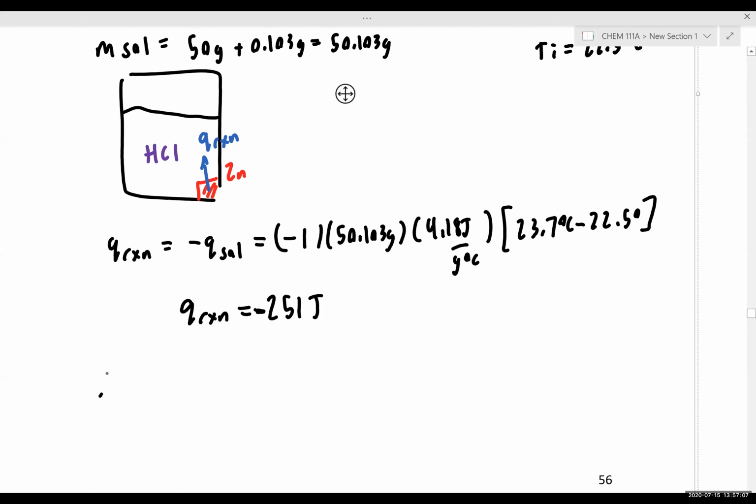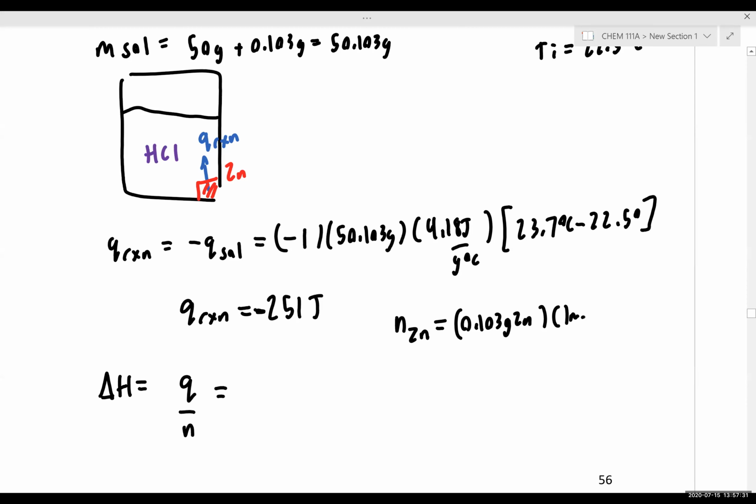Now we're going to calculate the molar enthalpy of reaction, which is 251 joules, so Q over n. To calculate the moles of zinc that reacted, we're going to take our 0.103 grams of zinc, and we know that in 1 mole of zinc, we have how many grams? What is the molar mass of zinc?